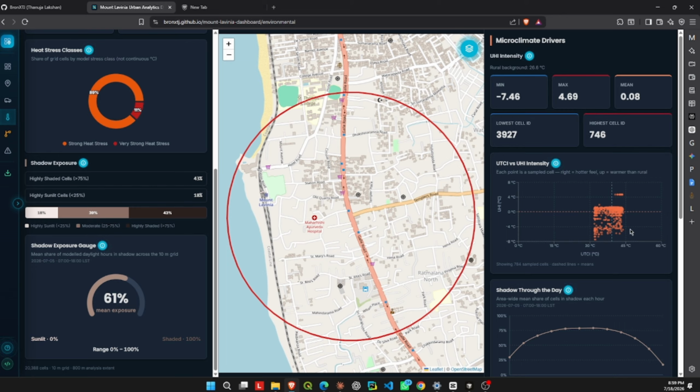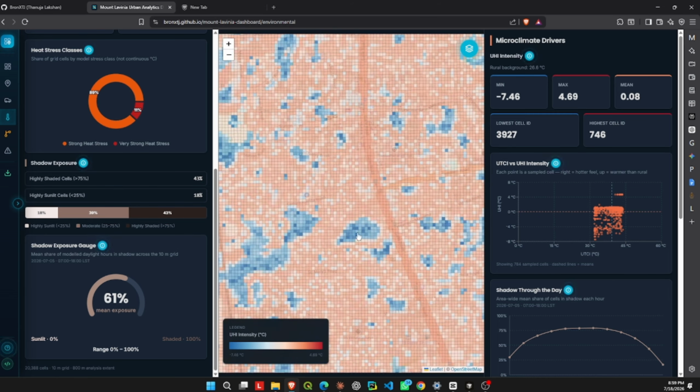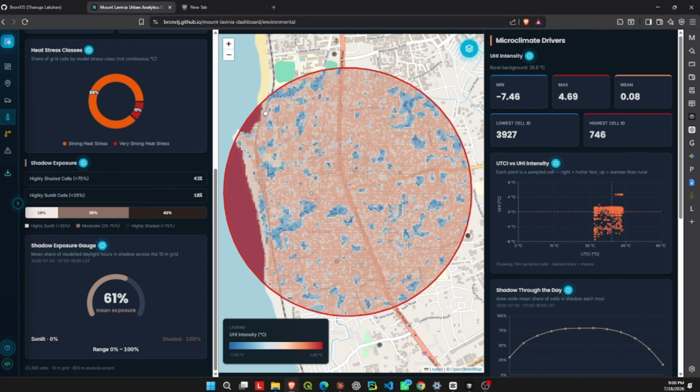The meaning of UHI is: is our urban study area uniformly hotter than the rural surroundings? That's what is measured through the UHI. The mean UHI is close to neutral, but local hotspots exist. For the highest ones, if we remove the sea area, you can see again the Galle Road corridor and other building density areas.